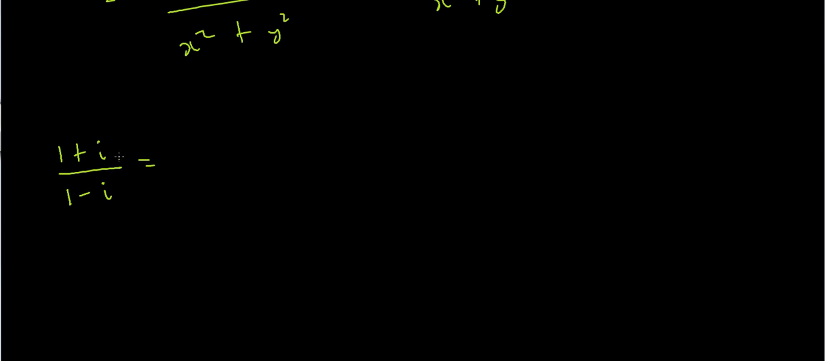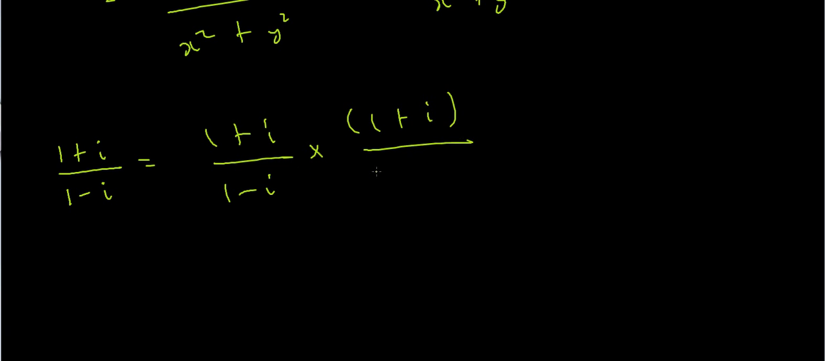So let's try to divide 1 plus i by 1 minus i. So what's 1 plus i over 1 minus i? Well, we've got to multiply the top and the bottom by the conjugate of this number. So we take 1 plus i over 1 minus i, and you multiply this by the conjugate of 1 minus i. Well, the conjugate of 1 minus i is 1 plus i. So we're going to multiply the top and the bottom by 1 plus i.